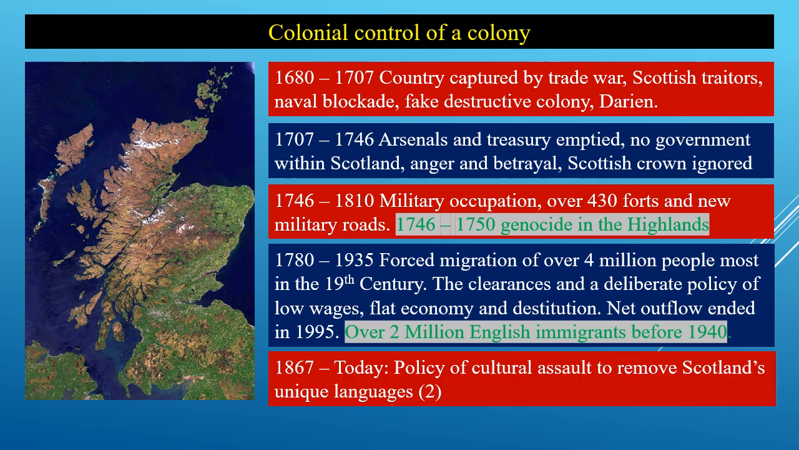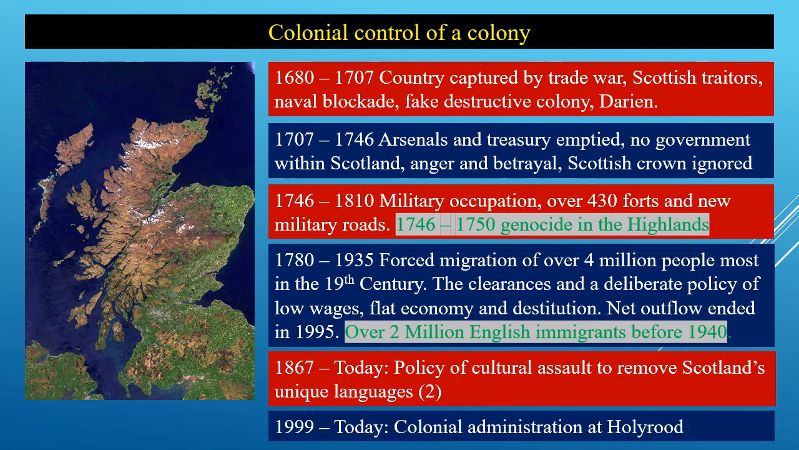From 1867 to today, there has been a policy to eradicate Scots and Gaelic. This is the main step in colonisation, to destroy the culture and heritage of a people. 1999 to today, the setting up of the Scottish Parliament, which has restricted powers and no financial control. Power and finance remains at Westminster. This is a colonial administration based on English law, the English Bill of Rights, and does not have Scots law or the Scots Constitution within it.